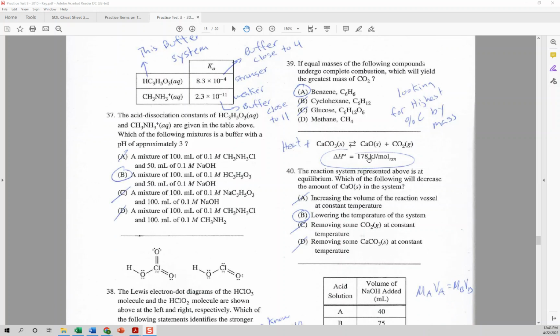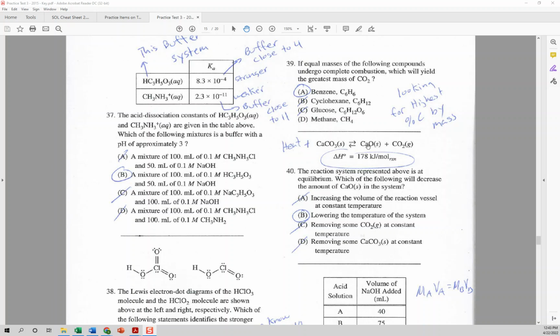All right. Here we have delta H is positive. So I immediately circled that and I put heat as a reactant. So this is going to ask, which of the following will decrease the amount of COS in the system?